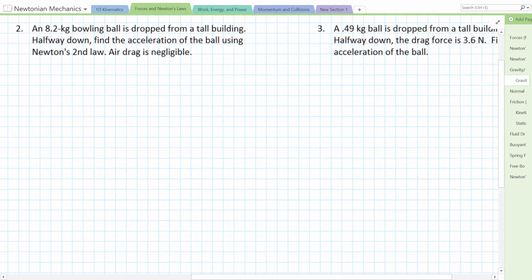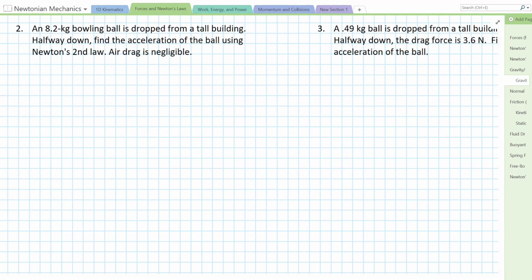An 8.2 kilogram bowling ball is dropped from a tall building. Halfway down, find the acceleration of the ball using Newton's second law. Air drag is negligible. So we're going to start, as always, with a free body diagram. It's a bowling ball, and the only force acting on it is going to be gravity, mg. Air drag is negligible, so there's nothing else. Our acceleration is going to be in the downward direction, and also our velocity is in the downward direction.